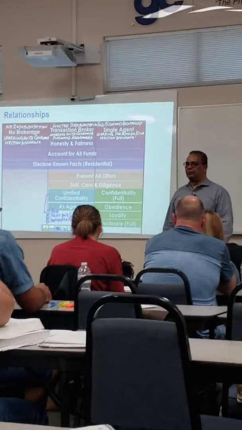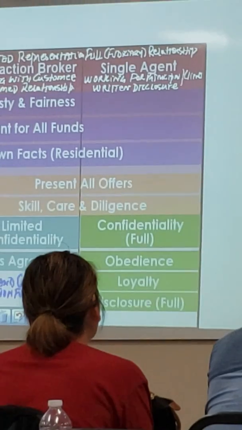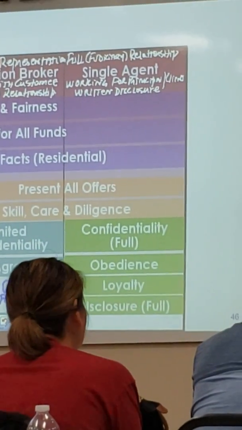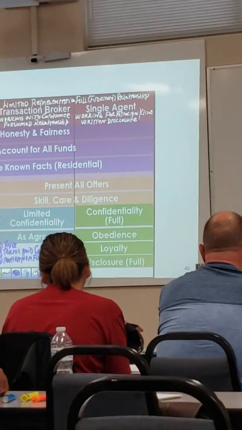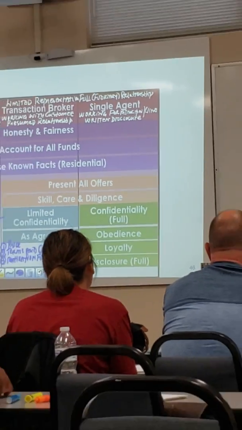Then as a single agency relationship, which is fiduciary, there are these duties that we can only owe to one person. Full confidentiality. Obedience means you have to obey all legal or arbitrary directions of one's employer, principal. Like we say jump, they say how high. Loyalty means you can be loyal to one person. You can't be loyal to more than one. And full disclosure.